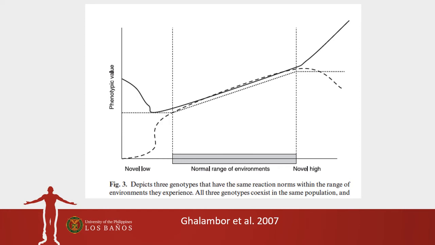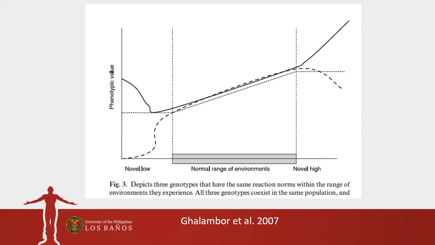In the same paper is an illustration that depicts three genotypes that have the same reaction norms within the range of environments they experience. All three genotypes coexist in the same population and experience the same variable environment, for example, temperature. Selection maintains the ability of these three genotypes to respond appropriately, or this is adaptive plasticity, to the range of environments that they experience.